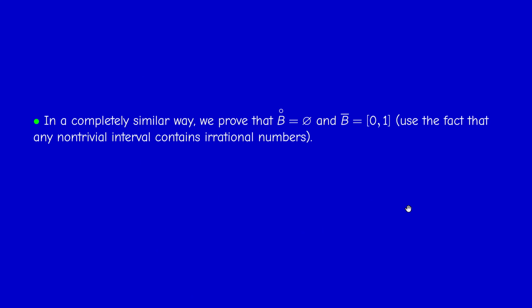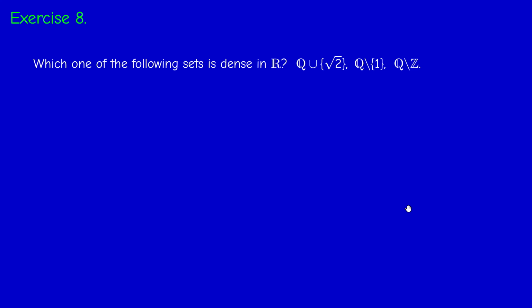And now the last exercise about density. We are given 3 sets: Q union {√2}, which is not in Q, Q without 1, and Q without the integers. Okay, which one is dense? Actually, all of them are dense. The first one is easy because this set contains Q, and Q is dense, therefore this set is dense.